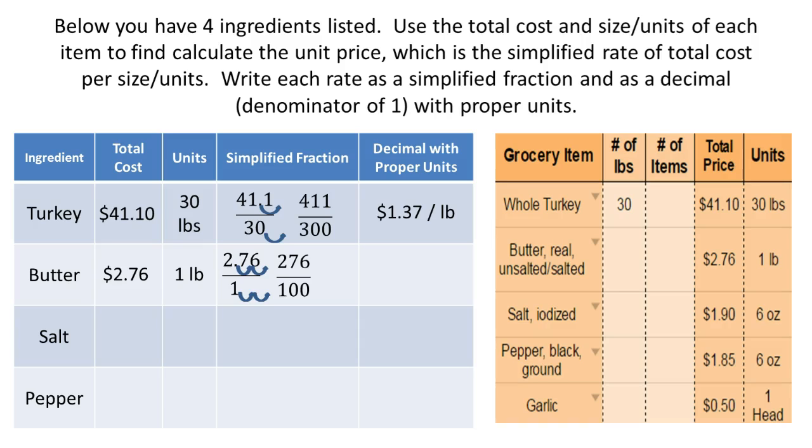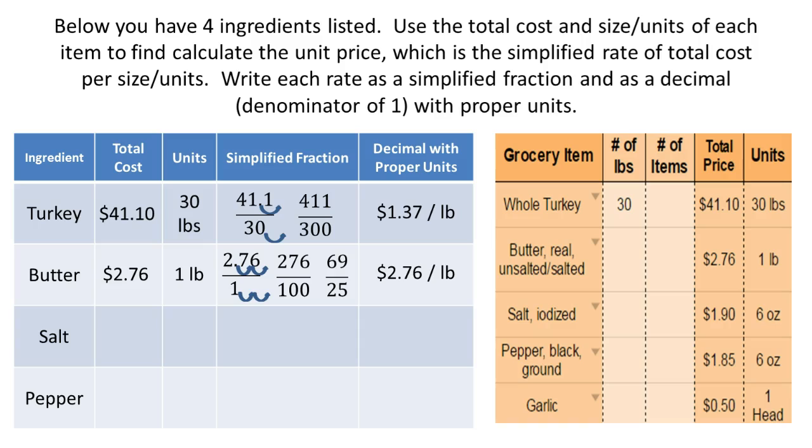In this case, the GCF, greatest common factor, is 4. Divide top and bottom, I get 69 over 25. This is $69 for every 25 pounds of butter. So I'm going to turn that into a decimal, divide it out. 69 divided by 25, and since it's $69 for every 25 pounds, my final answer is $2.76 per pound. Pause the video, try the next 2 problems on your own.